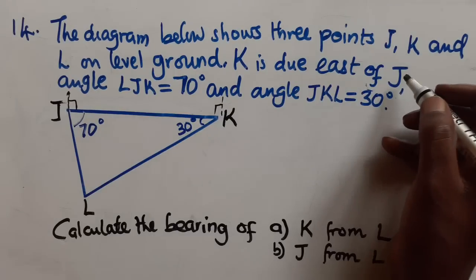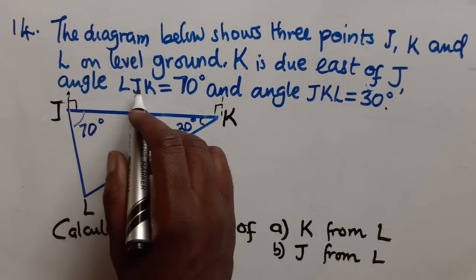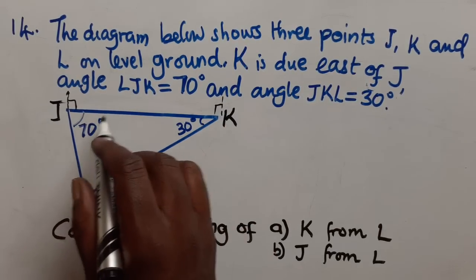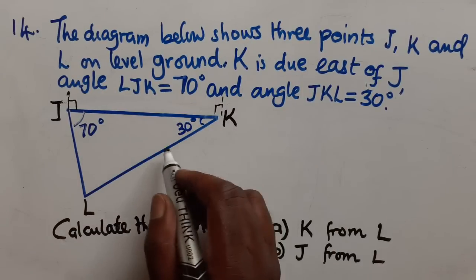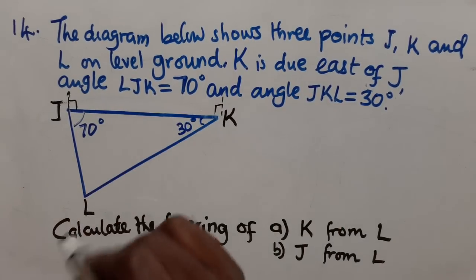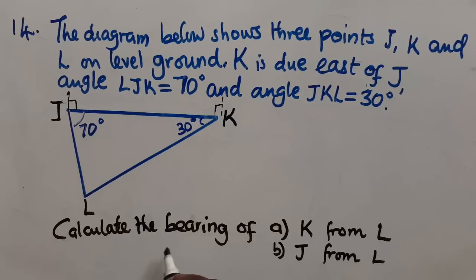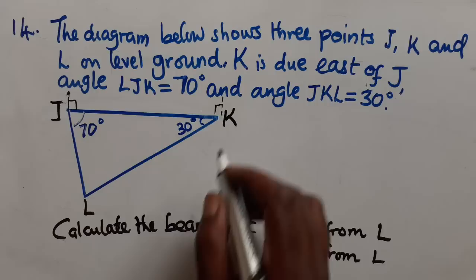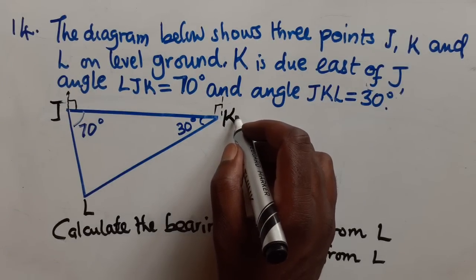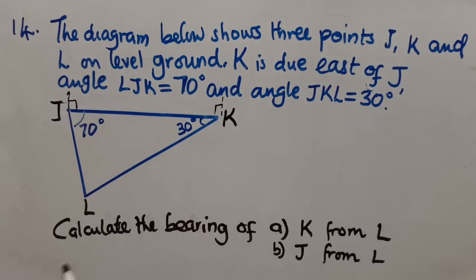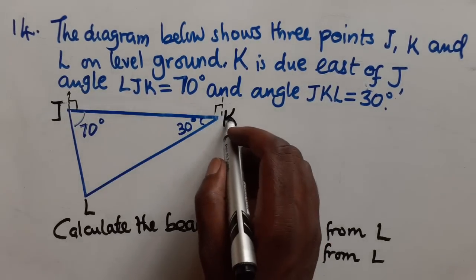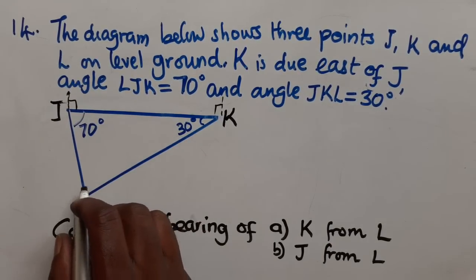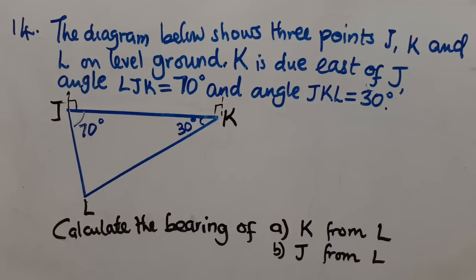And angle LJK is 70 and angle JKL is 30. Calculate the bearing of K from L. The bearing of K from L. So it's very important here that we get to know the bearing of K from L.